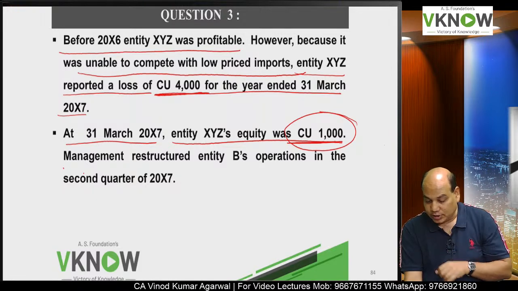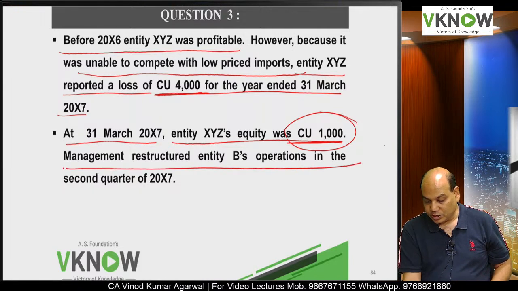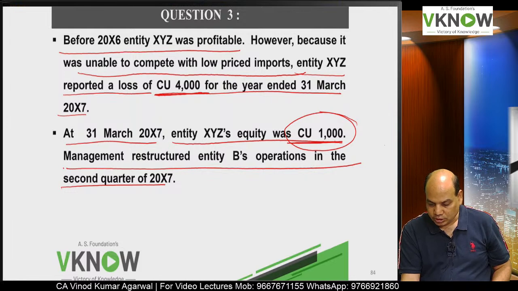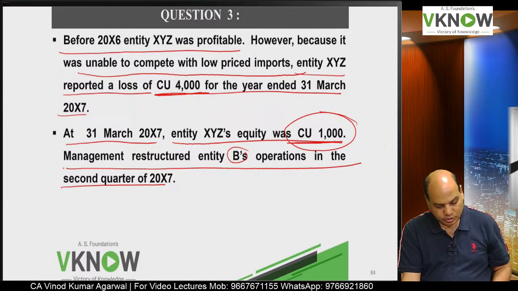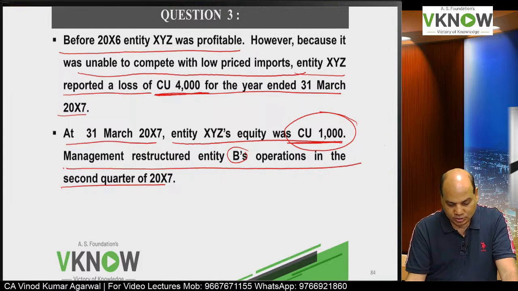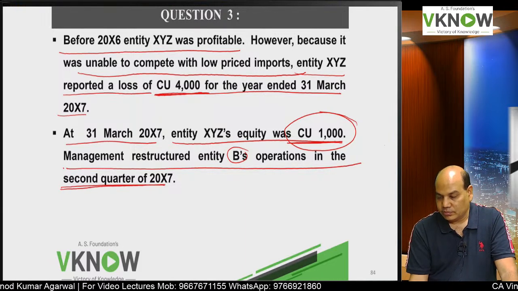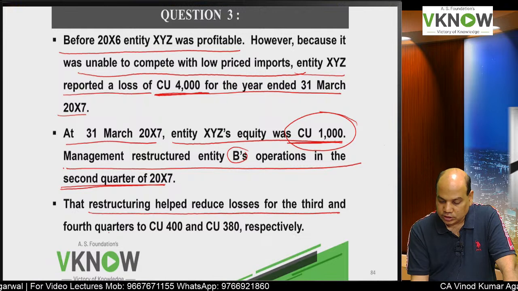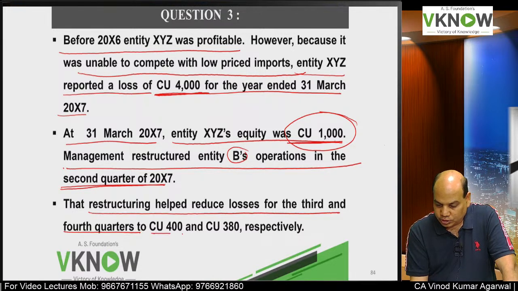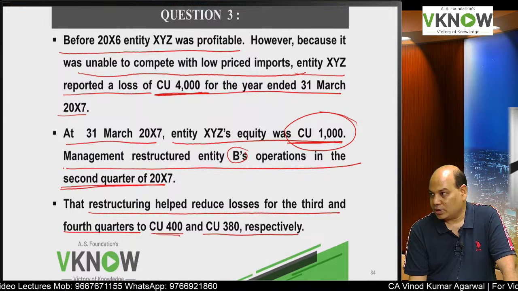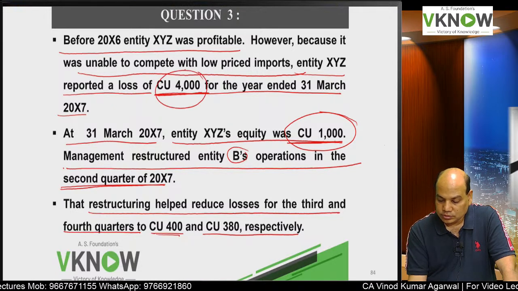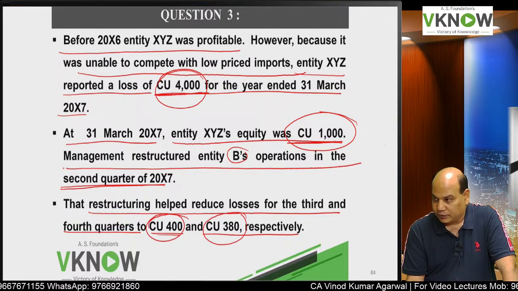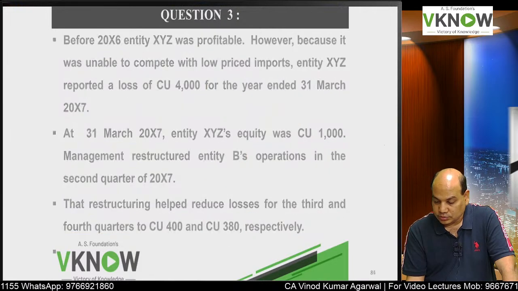Management restructured the entity's business operations in the second quarter of 20x7. So of course, if you have to survive, you have to restructure. This restructuring helped reduce losses for the third and the fourth quarter to 400 and 380 respectively. So what was the loss in the last year? 4000. Now quarterly losses have been reduced significantly, but still it is a loss.